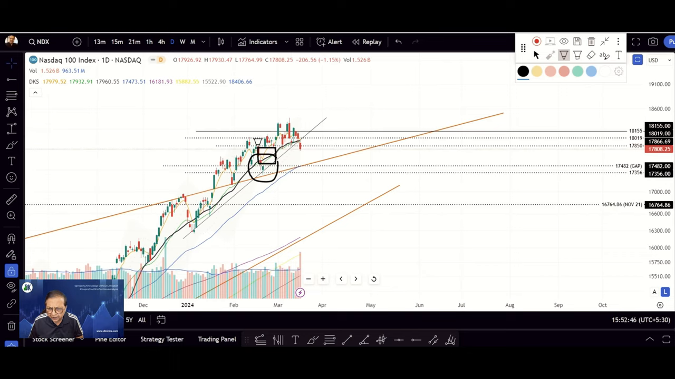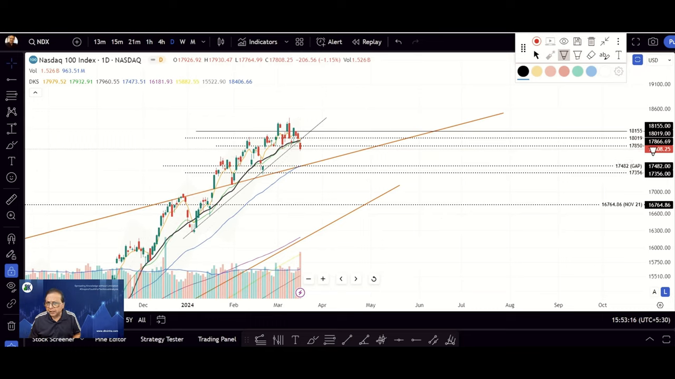Can we see the gap here? So 17,482 becomes a good support. However, this area is additional confluence. That is, EMA 55 is also coinciding with the upper fiber of this rising price structure, that is a rising wedge structure. So this area becomes a good support from 17,356 to 17,482. This is the area of support.